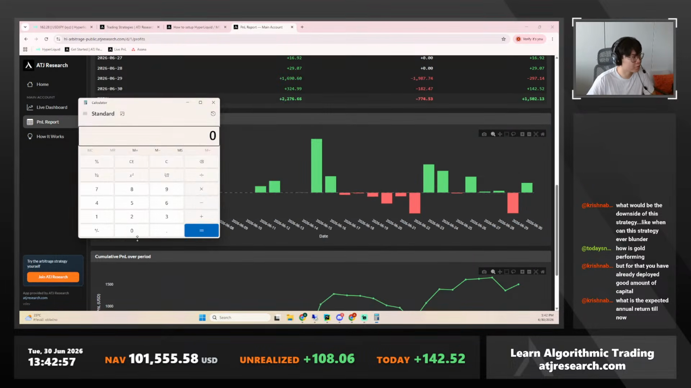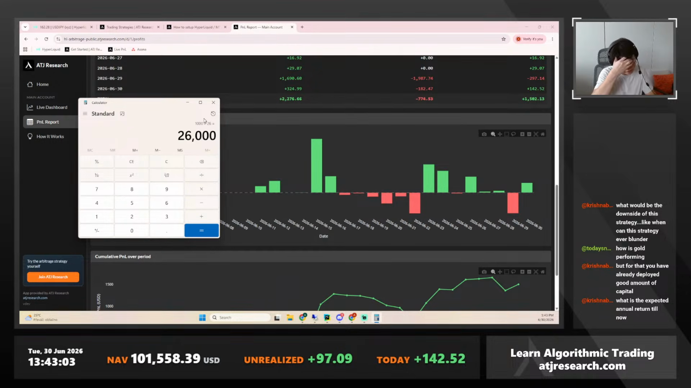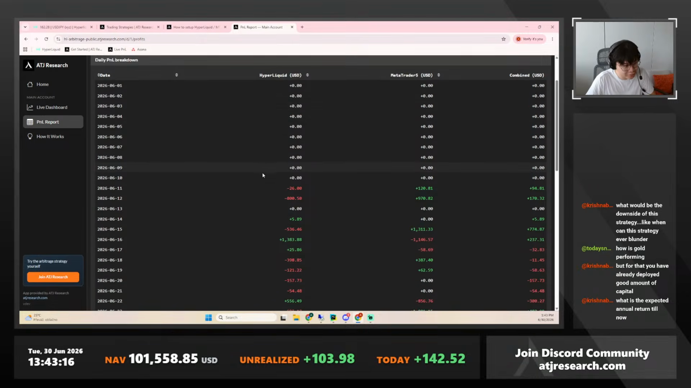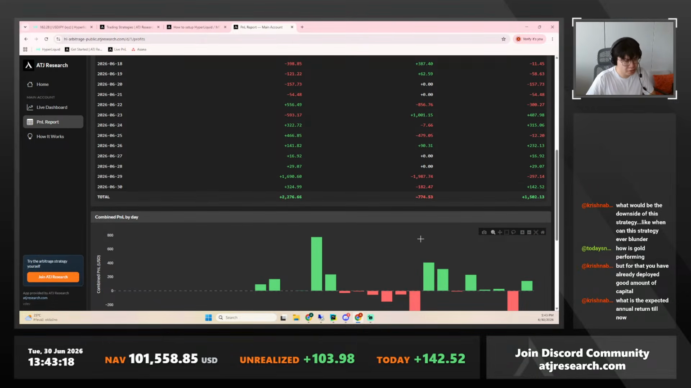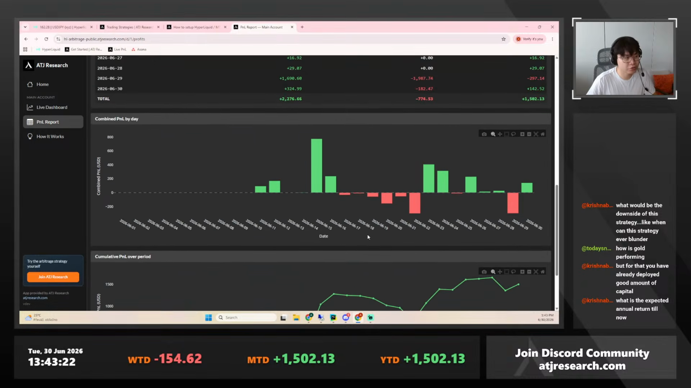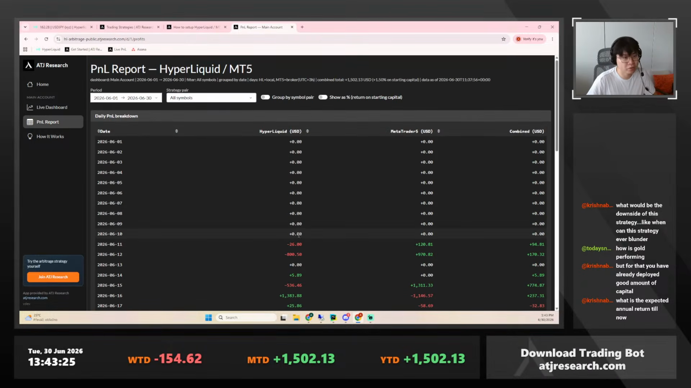So let's say we have $1,000 times 26, which would be the annual return, right? Because we start with 100K on this account, right now it seems like we're going to make 26%. But again, it's very difficult to predict the annual return, or the return of the strategy does change from week to week and from month to month. So I cannot confirm the expected annual return for now, and we'll see over time how it performs.